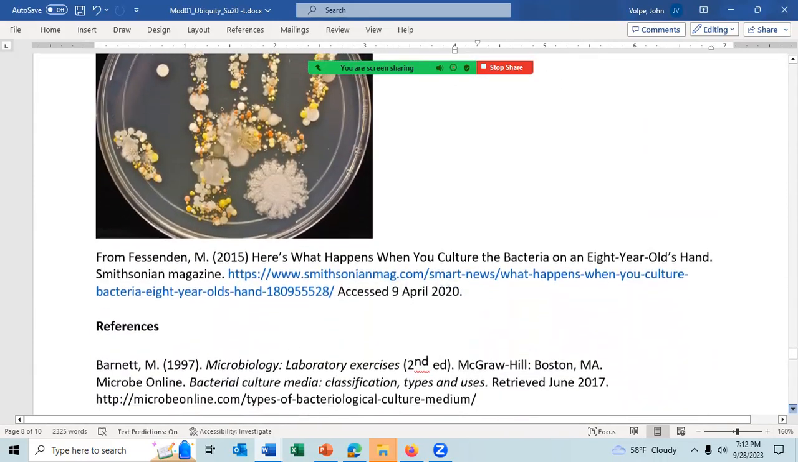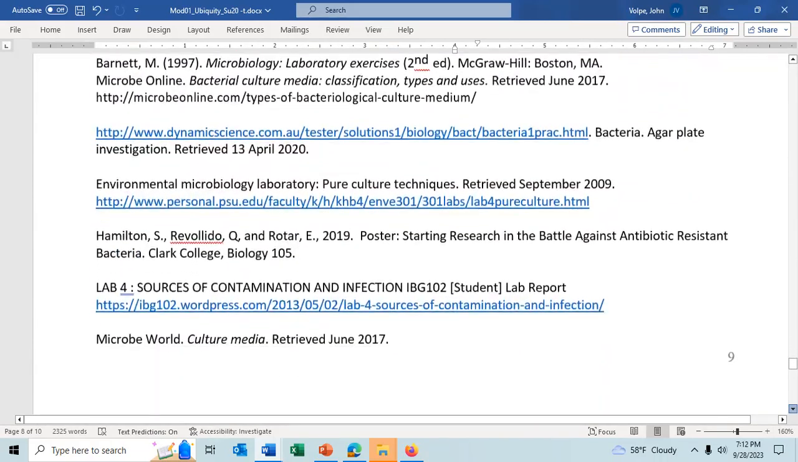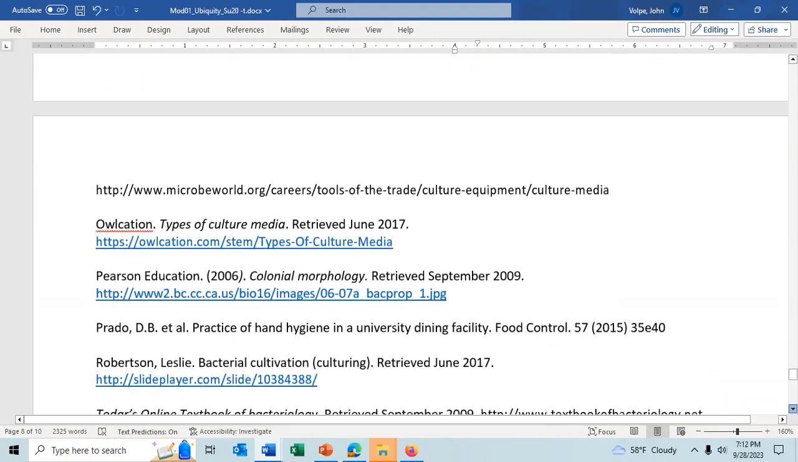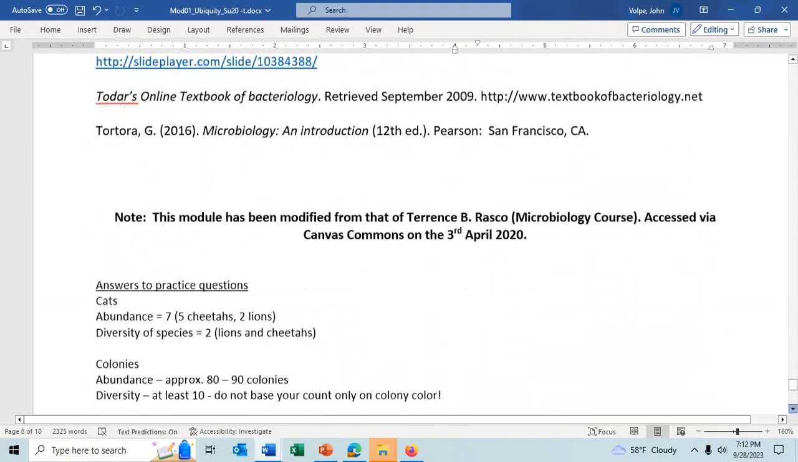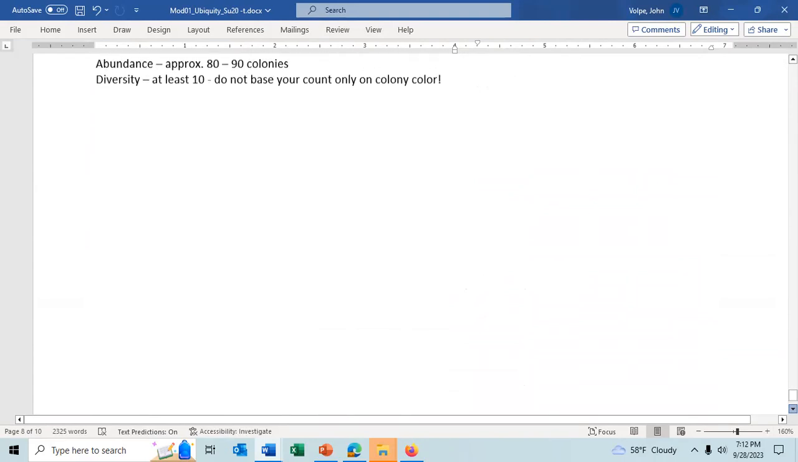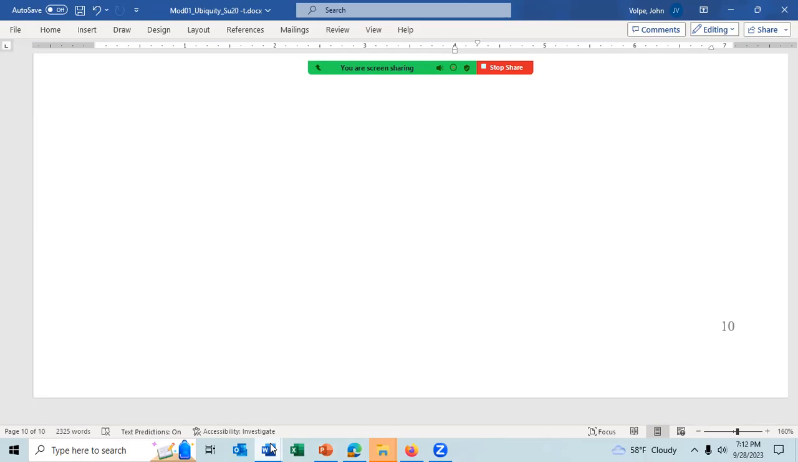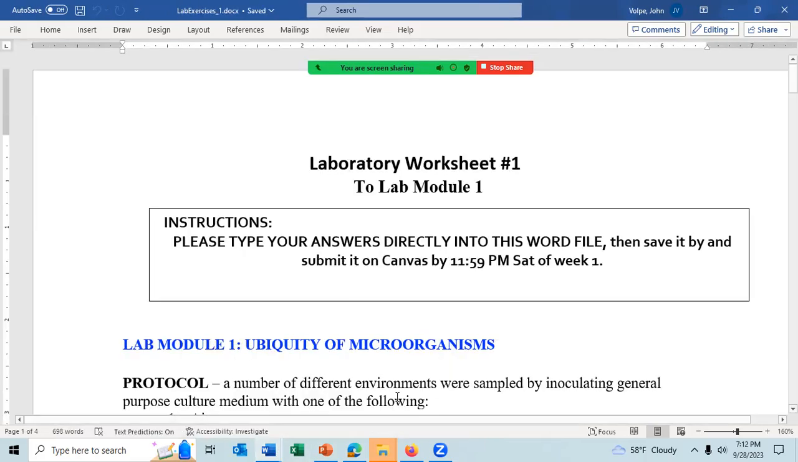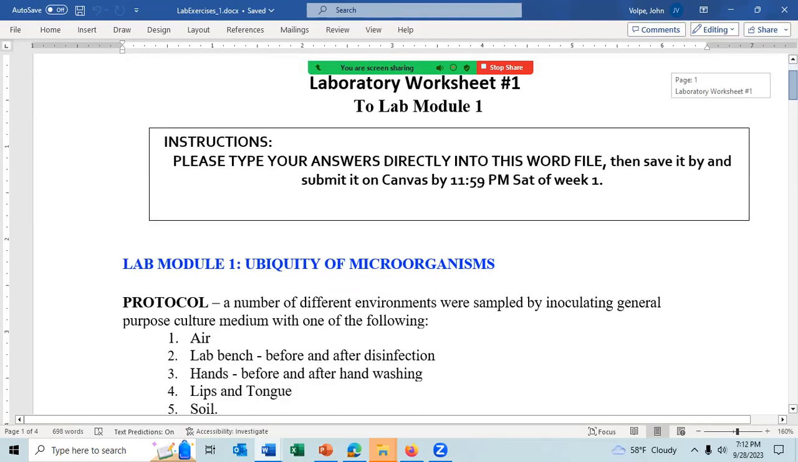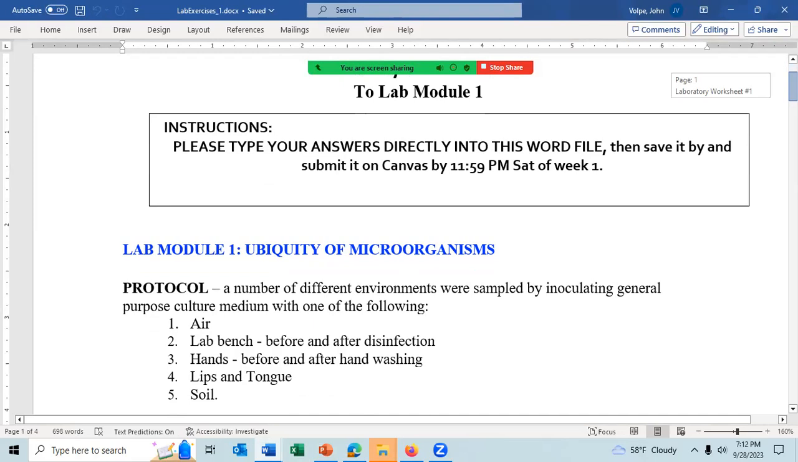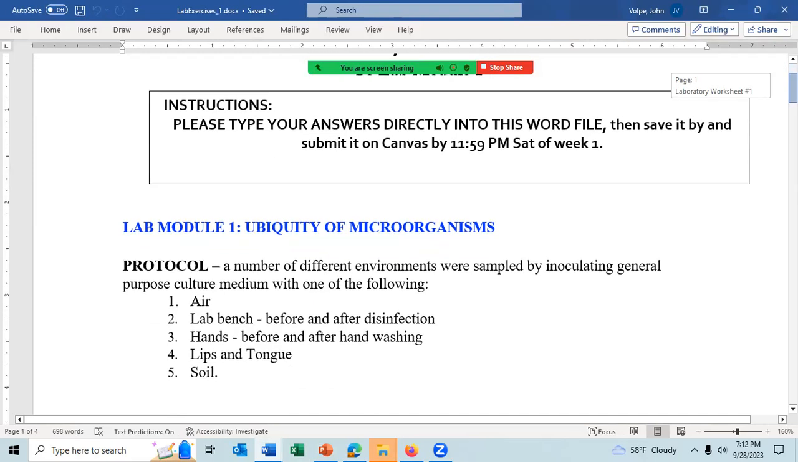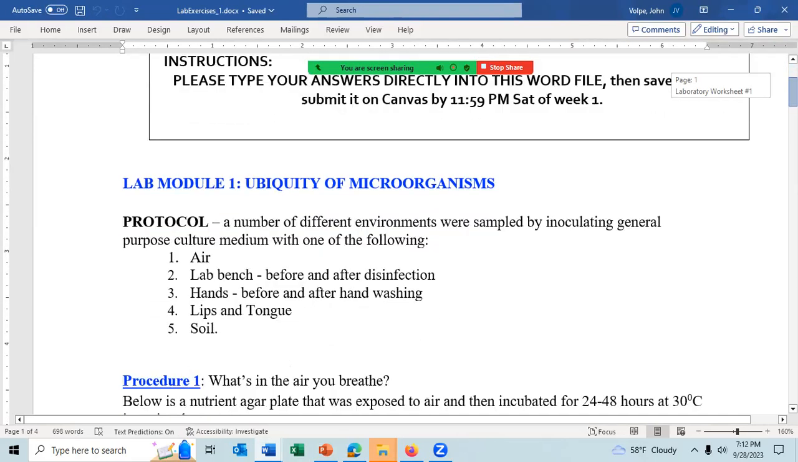There's a neat picture of somebody's hand. You don't need to look at the references. And now let's go to the worksheet. So in this lab, you're not going to be doing any of the lab. We're going to provide the data for you, but you do have to understand the lab.